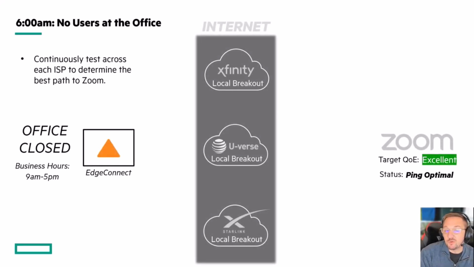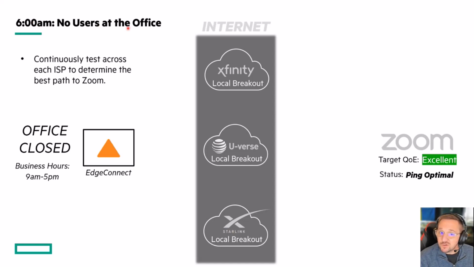But now let me show you what we do with that AppDex score, like how this actually manifests into a feature that we can make use of, how the steering works. Imagine you have a branch office that is currently closed. It's 6 a.m. There are no users in the office. This branch location has 3 internet connections. It has an Xfinity Comcast cable connection, it has a UVerse AT&T optical, and it has a Starlink connection.